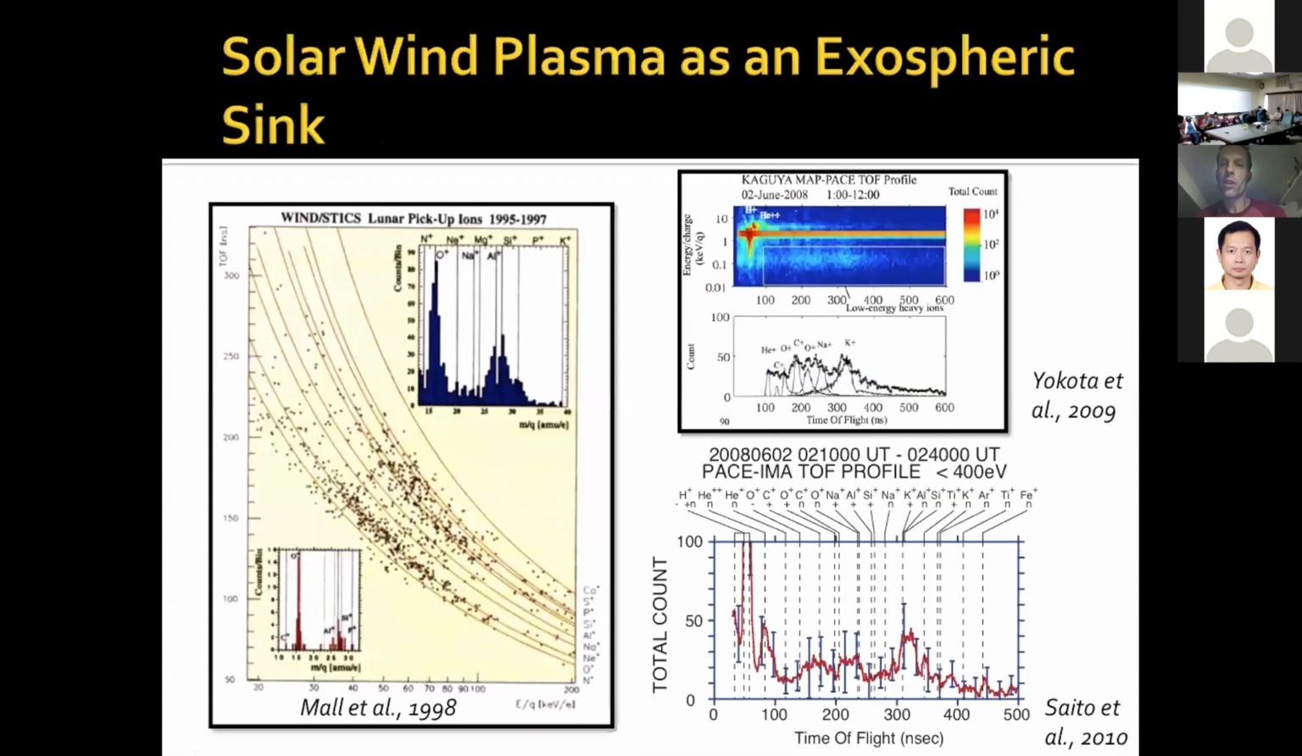The solar wind is also an exospheric sink, because if neutral particles from the exosphere get ionized, then they feel the magnetic and electric fields in the solar wind, and they become a pickup ion and they get carried away by the solar wind. So this has been observed by many different spacecraft. These are just a few examples here. The WIND spacecraft observed these at large distances from the moon. The Japanese spacecraft Kaguya has seen this. These are a couple different examples from Kaguya.